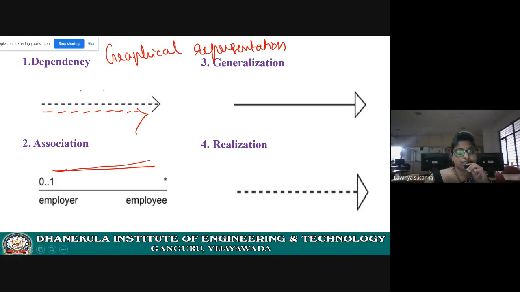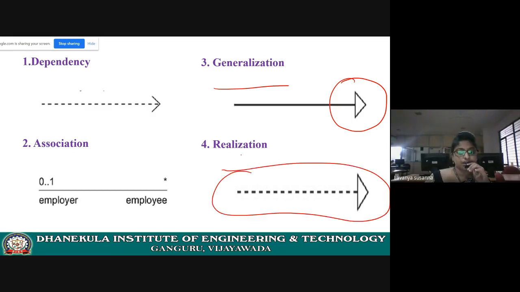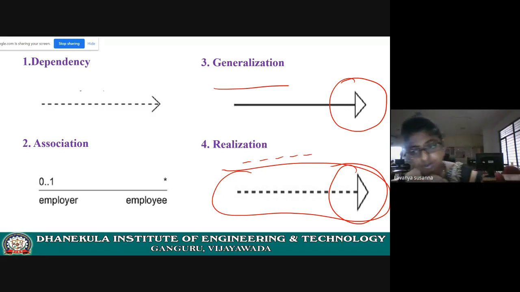Next, generalization. See here, generalization. Draw a solid line and then draw a triangle. Triangle points to the superclass. Generalization, inheritance. Next, realization. See how graphically you need to represent realization. Dotted lines, and then you need to draw a triangle. This points to the superclass. Not superclass. Just wait. I'll explain with an example. At that time, you can understand.